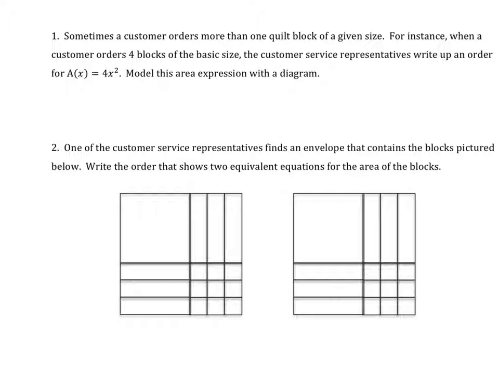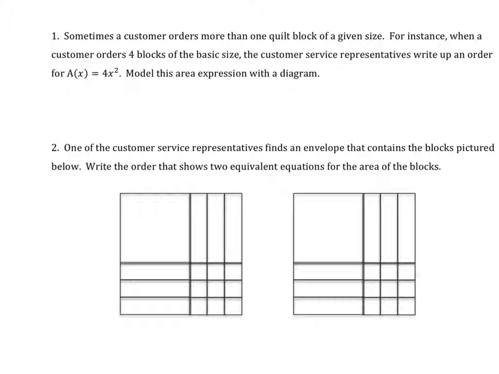Sometimes a customer orders more than one quilt block of a given size. For instance, when a customer orders 4 blocks of the basic size, the customer service representatives write up an order for A of x equals 4x squared. So A of x is the area, and it's just 4 times x squared. Model this area expression with a diagram. So y'all, this literally just means 4 blocks of the basic size.